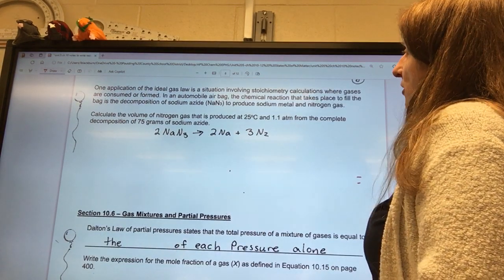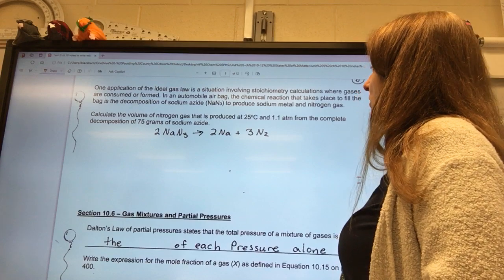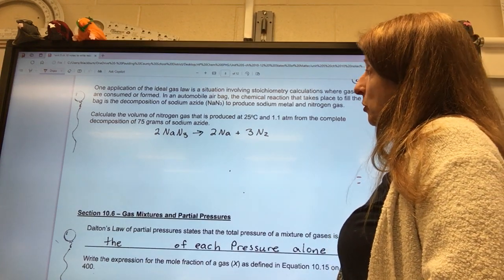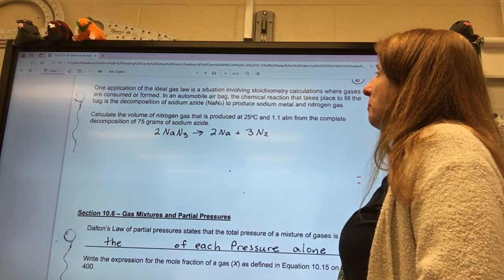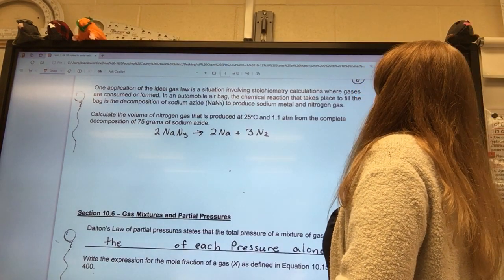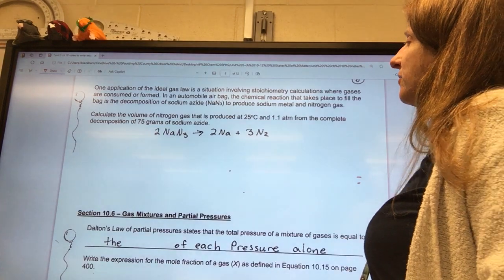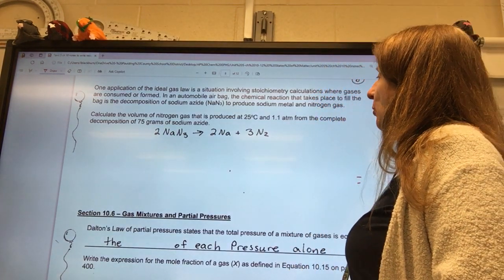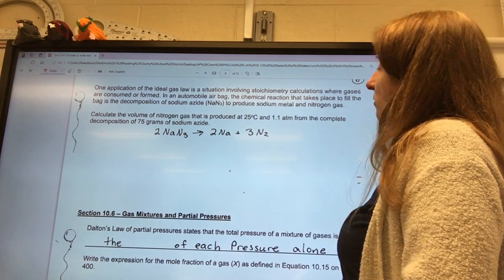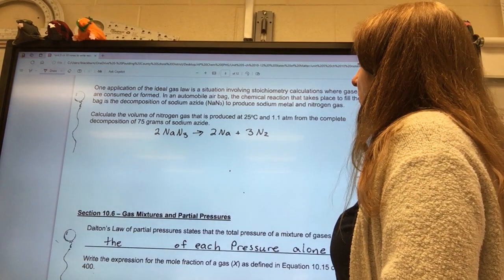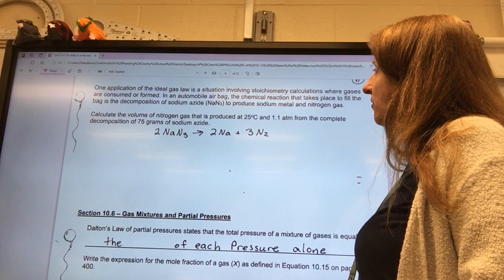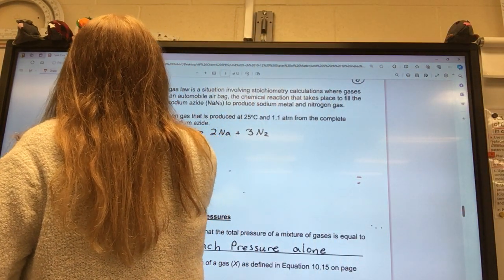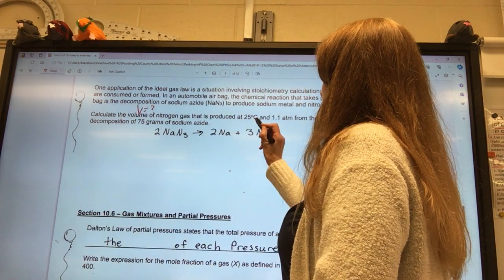Okay, one application of the ideal gas law is a situation involving stoichiometry calculations where gases are consumed or formed. In an automobile airbag, the chemical reaction that takes place to fill the bag is the decomposition of sodium azide, NaN3, to produce sodium metal and nitrogen gas. Calculate the volume of nitrogen gas, so that's my question mark, that's produced at 25 degrees Celsius.